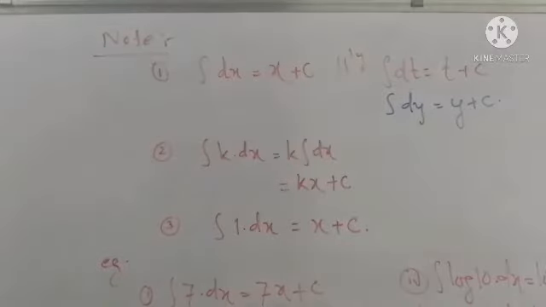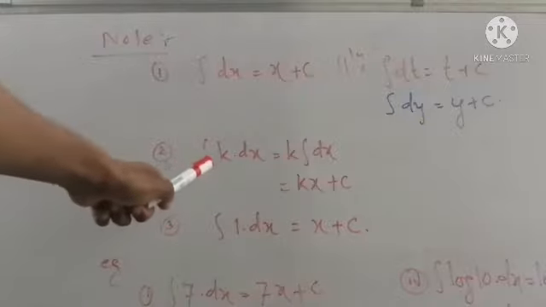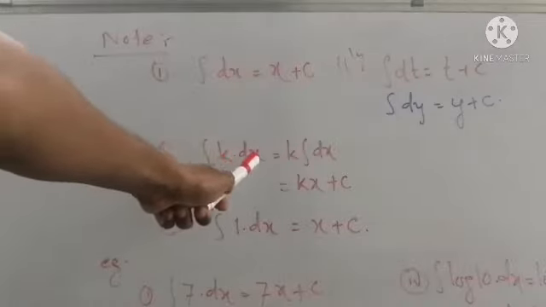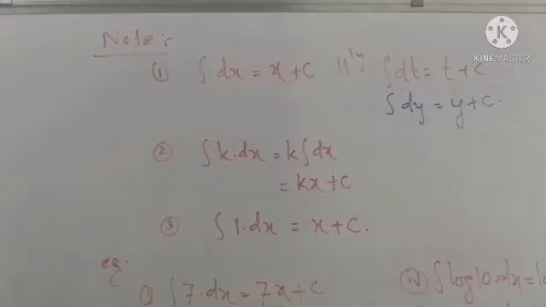Similarly, integration of dt is equal to t plus c, and integration of dy is equal to y plus c. Now, integration of a constant. As we learned in derivative, the derivative of a constant is always 0, which is a very simple formula. Now we learn here how to take integration of a constant. The constant is in multiplication with dx, and dx has the integration x plus c, as we saw in the first note. So, by the rule of integration, the constant is taken outside the integration.